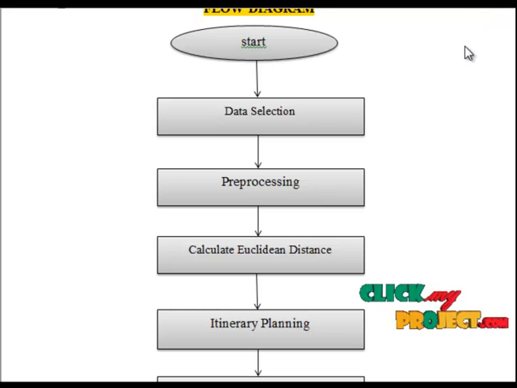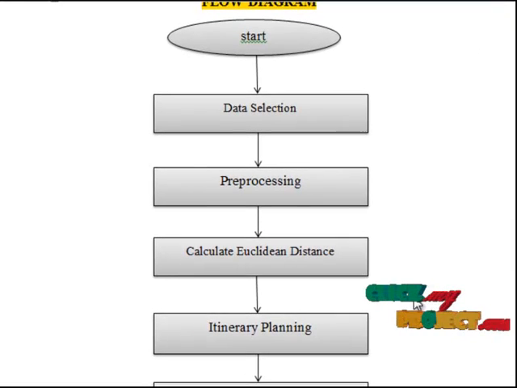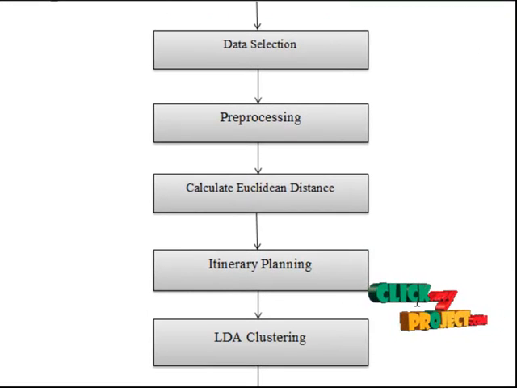The first step is data selection. In this step, the location data is selected and applied to pre-processing. In the pre-processing step, the garbage values should be removed from the data set, and then we find the Euclidean distance between the location objects. Then we have to find the cluster communities for different itineraries using LDA clustering and produce the end-day itinerary.